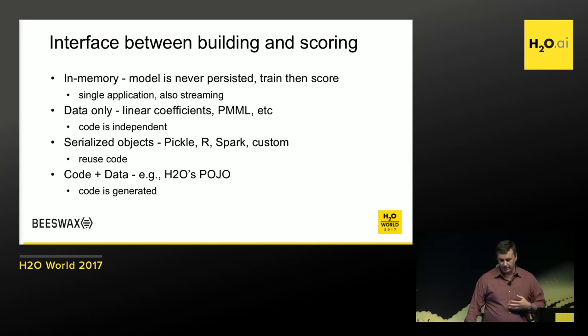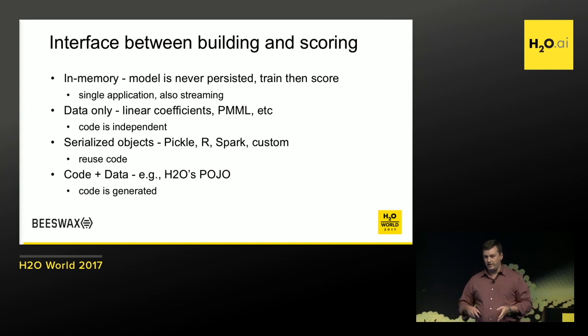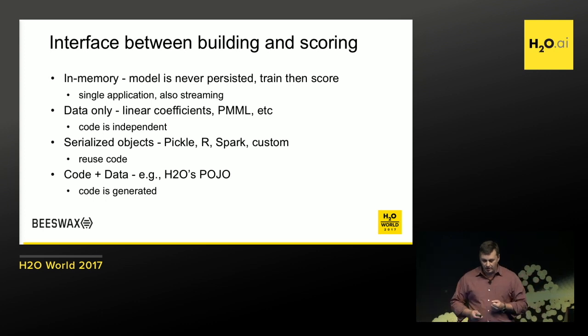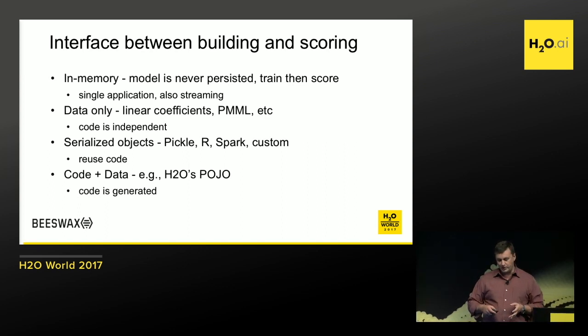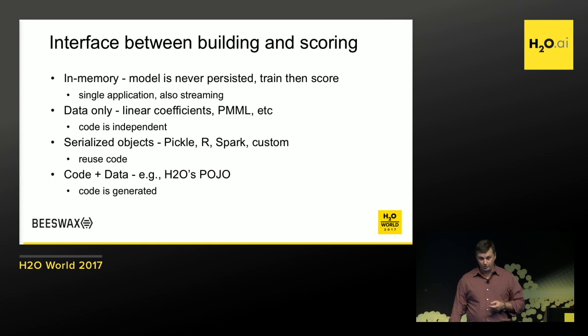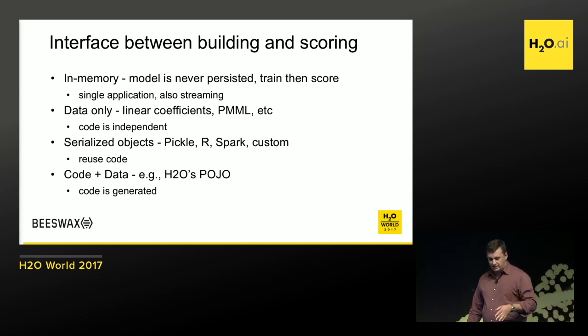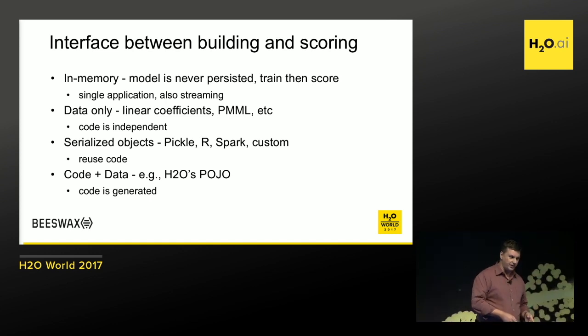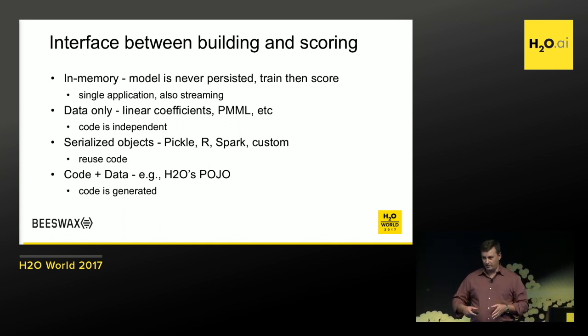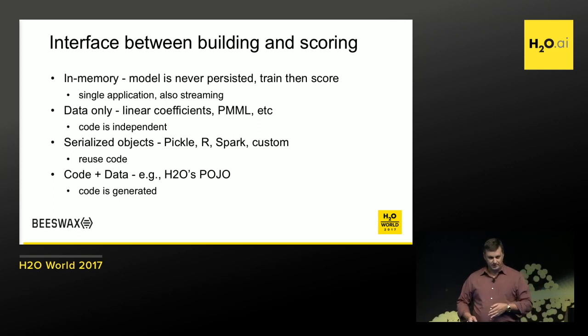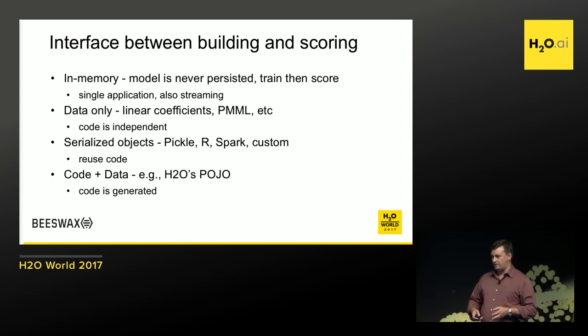PMML, anything like that. The code can be independent, but on the other hand, it also means that the code may not be the same. Serialized objects through Pickle, R, Spark, or you can write your own. And finally, transferring code and data, something like H2O's POJO and MOJO. In the last case, the code is generated, so we are guaranteed that it's the same. The only drawback is that you have to deploy code frequently. So this is the kind of thing where data pipeline meets code deployment.